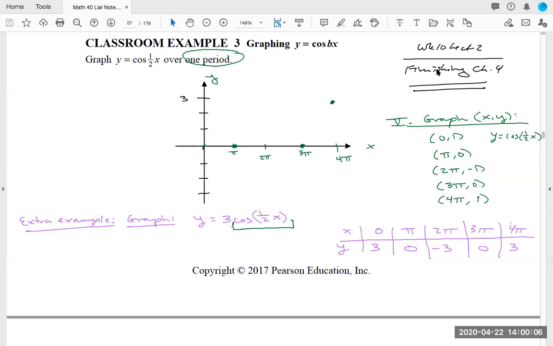And then let's go ahead and graph our old function. Oops, it was here. Oh, actually, let me redo because I forgot. I just changed my whole system here. So let's redraw these points. We have 0, 1, pi, 0, 2 pi, -1, 3 pi, 0, and 4 pi, 1.